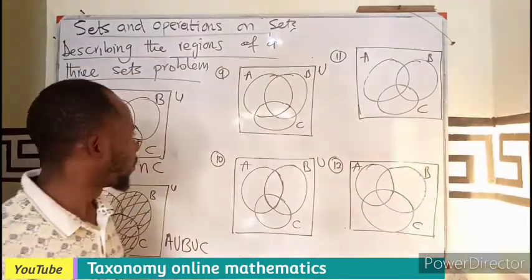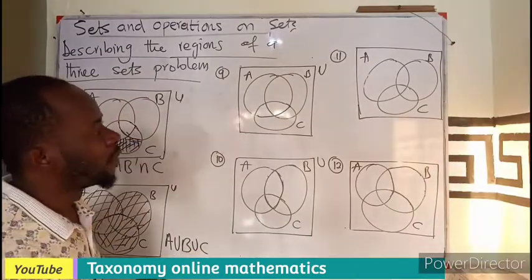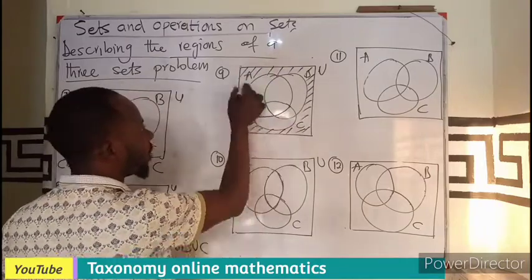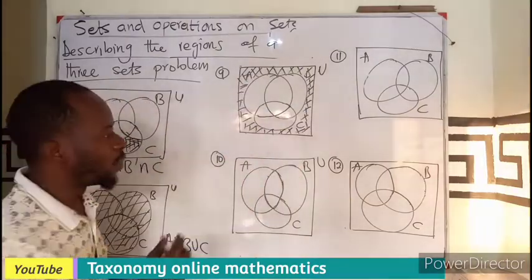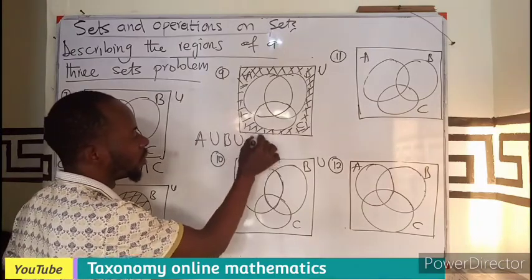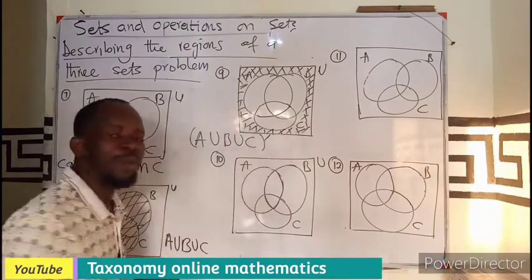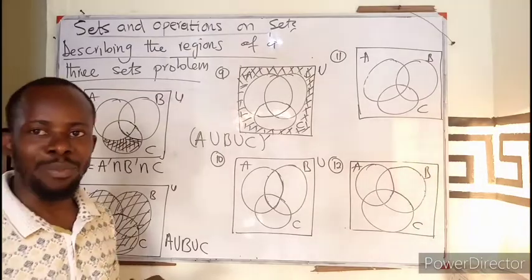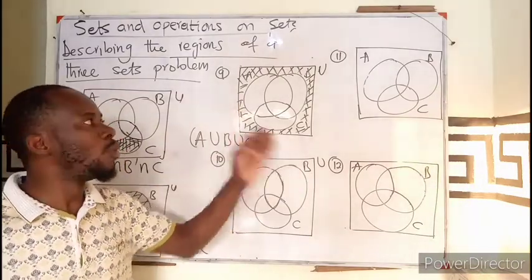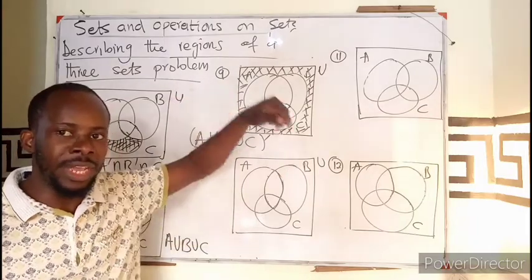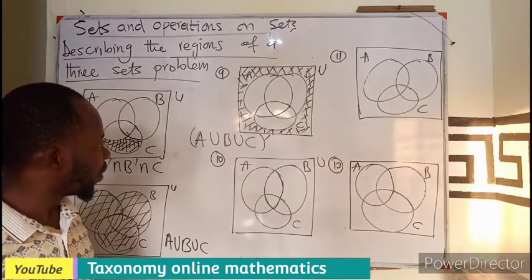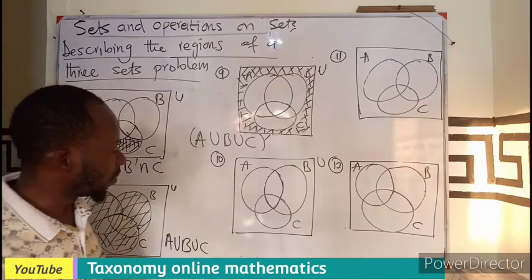So now let's see number 9. We want to shade this region. The 3 sets will be A union B union C, or what? Complement. The region outside their union will be the complement. It is still in the universal set. Alright? Let's see if we can take it a step further.